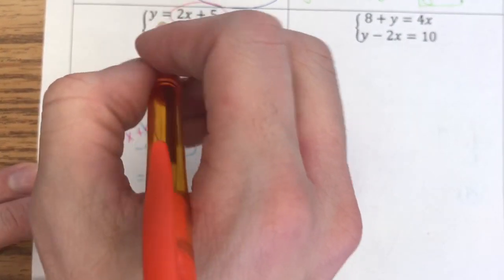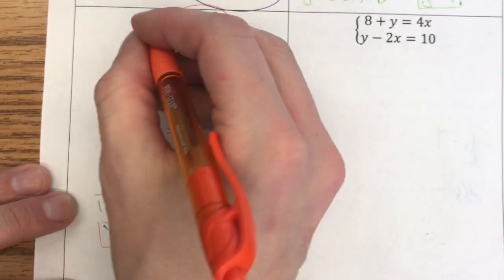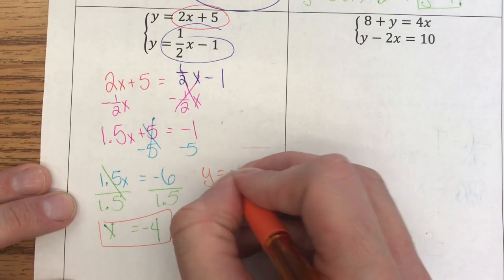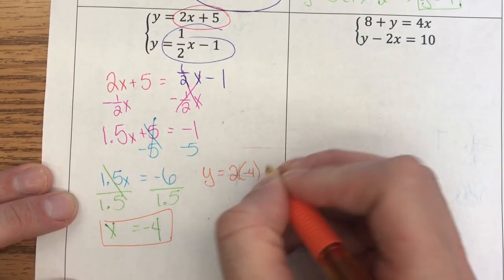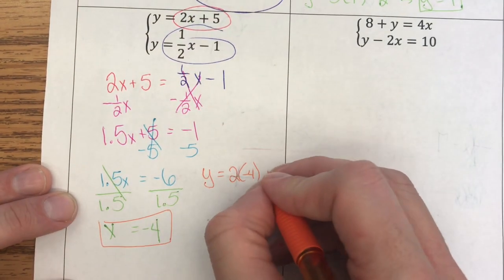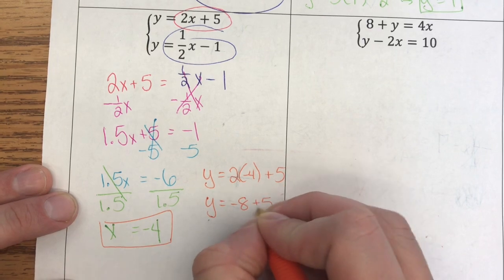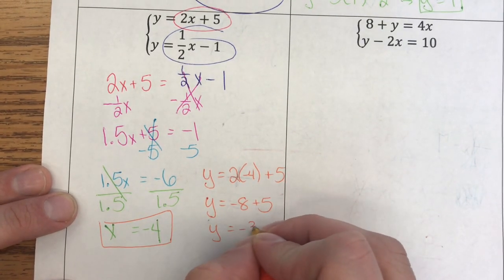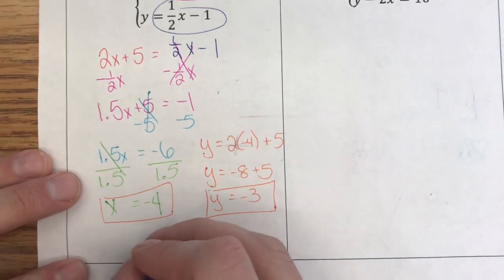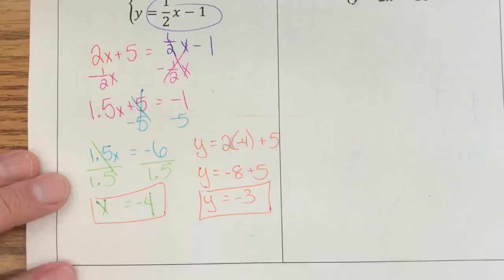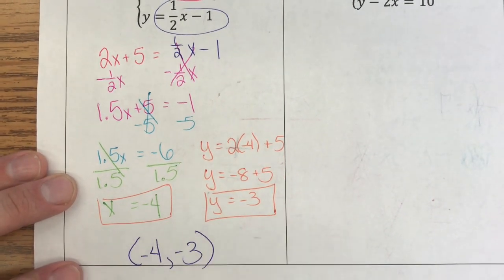I could take any of the original equations. The top one looks better, so I don't have to deal with that pesky fraction. So I'm going to rewrite the top equation, y equals 2, and instead of x, I'm going to write out negative 4. Y equals 2 times negative 4 plus 5. 2 times negative 4 is negative 8. Negative 8 plus 5 is negative 3. X is negative 4. Y is negative 3. My final answer is negative 4, negative 3.